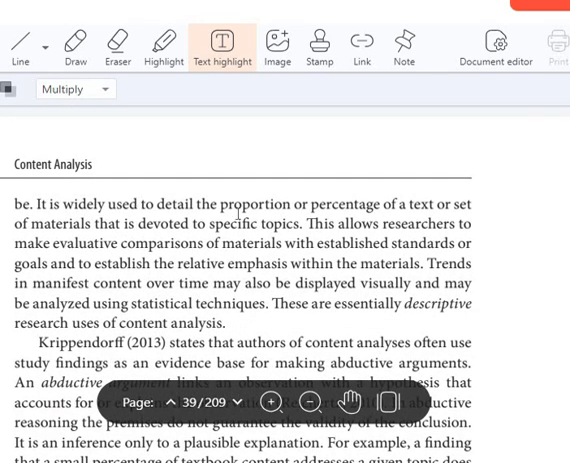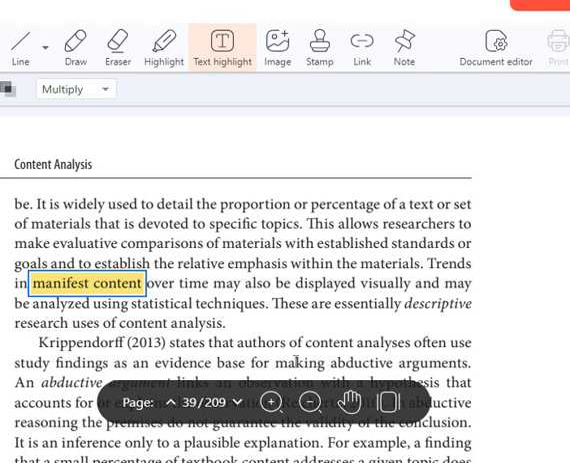Okay, and it is used to detail the proportion or percentage of a text or set of materials that is devoted to specific topics. I have previously said that it is all about counting, all about the frequency. So if you want to make any evaluative comparisons of materials, or to do a comparison and contrast of research studies, you can do this with the basic content analysis. Of course, there's more focus on the manifest content, as I have previously said that here we are counting. We're focusing on the manifest content. And these are essentially descriptive research uses of content analysis.